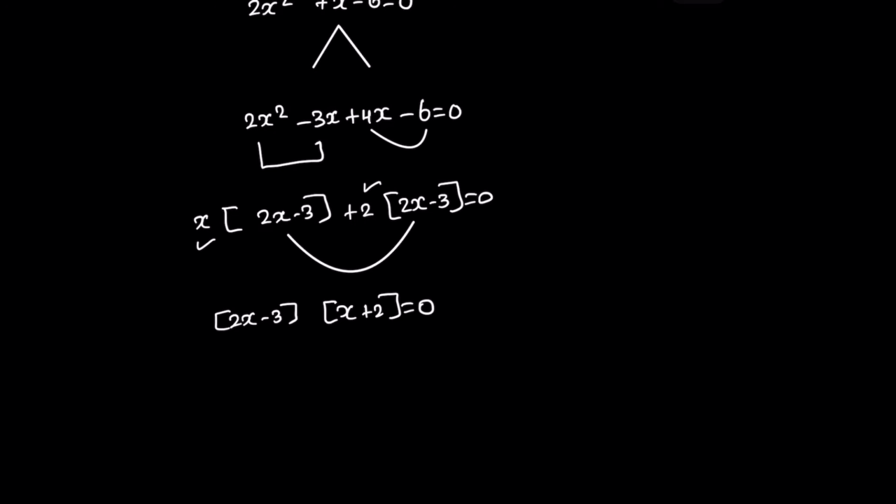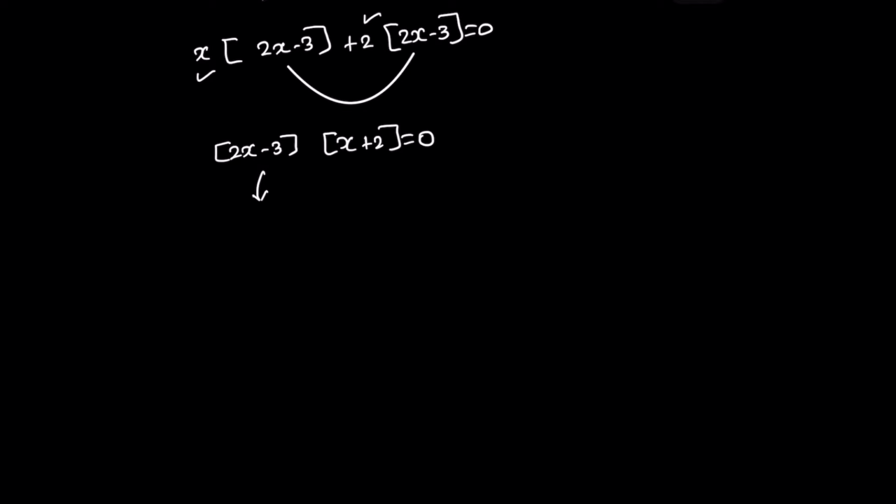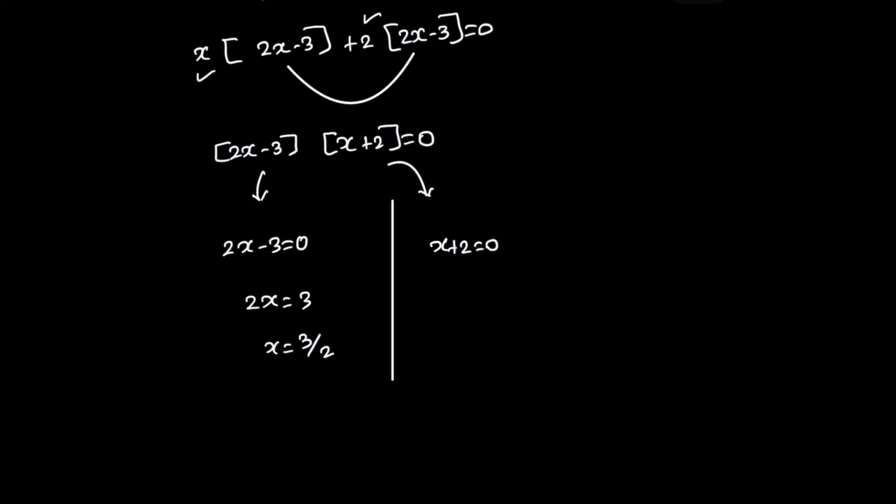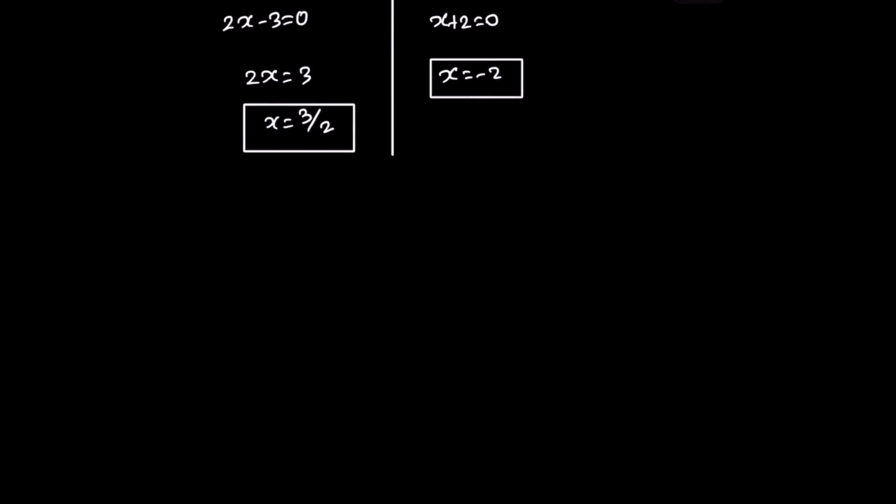If you need the x value, just equate the terms individually. So 2x minus 3 is equal to 0, 2x is equal to 3, then x is equal to 3 by 2. Then for this part, x plus 2 is equal to 0, then x is equal to negative 2. So these are the roots: minus 2 and also positive 3 by 2.